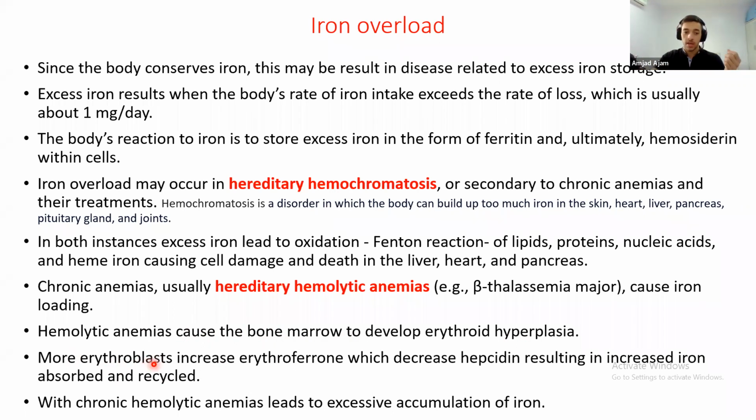An example is the erythroblast. We said in a previous slide that it will increase something called erythroferrone. This erythroferrone will decrease hepcidin, and you know what happens if hepcidin is decreased? The iron will be released from the macrophage, and there will be a lot of absorption of iron from the enterocytes. What is the outcome of this? Iron overload, right? So this will result in increased iron absorption and recycling. This is how chronic hemolytic anemia will cause excessive accumulation of iron.